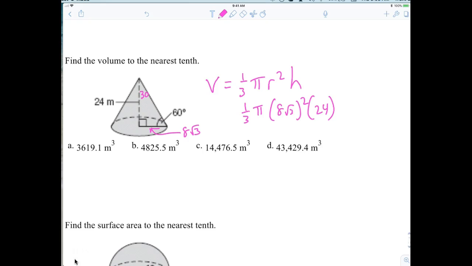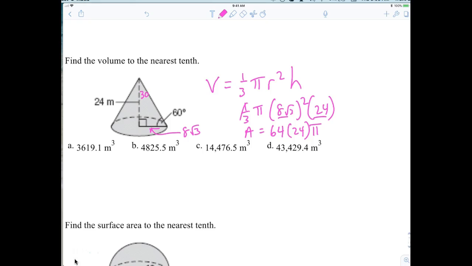So this 3 cancels with the 8 times 24, right? 192 pi, is that what you got? Oh, wait a minute, 64. 64 times 24 times pi. I think that's what it is. Is it A or B? 64 times 24 times radical 3 times pi.